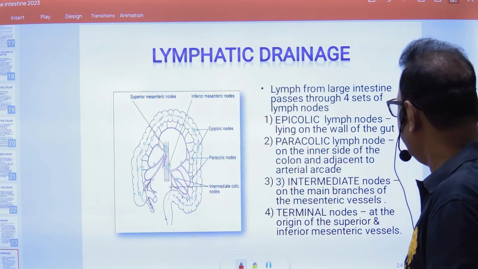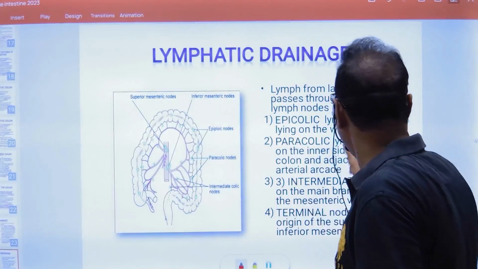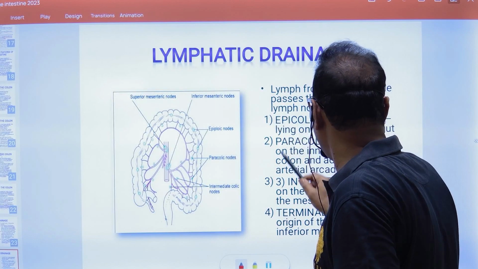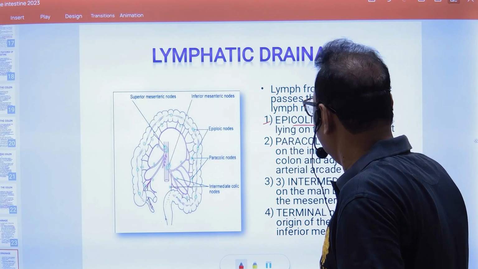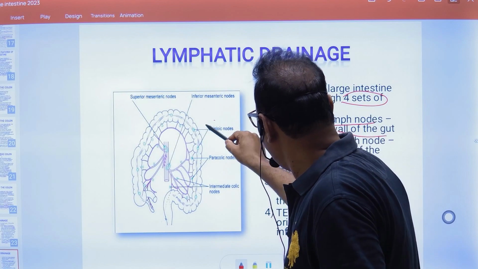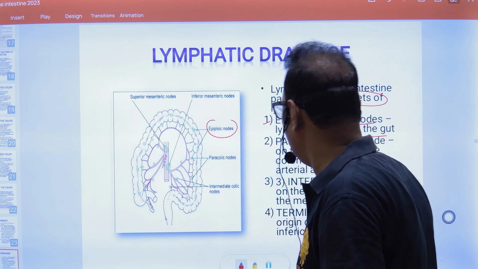Now we have the lymphatics. These lymphatics have been divided into 4 sets. One is the epiploic lymph nodes. See these lymph nodes, they are lying on the wall of the gut.